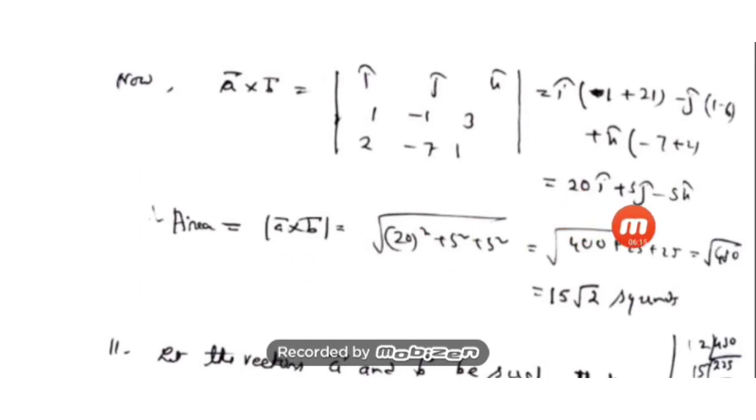Then you have to get the magnitude. So the area of the parallelogram is given by the magnitude. It is 20 square plus 5 square plus minus 5 square. 20 square is equal to 400. Here, instead of writing minus 5, I have put plus 5 square. Actually the meaning is the same because squaring gives you a positive, but it is better to write minus 5. So 400 plus 25 plus 25 is equal to 450, which on simplification gives you 15 root 2.